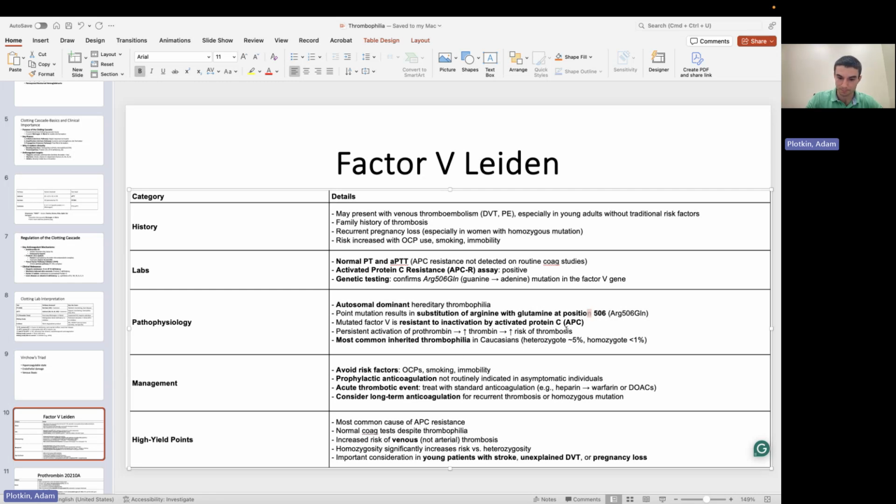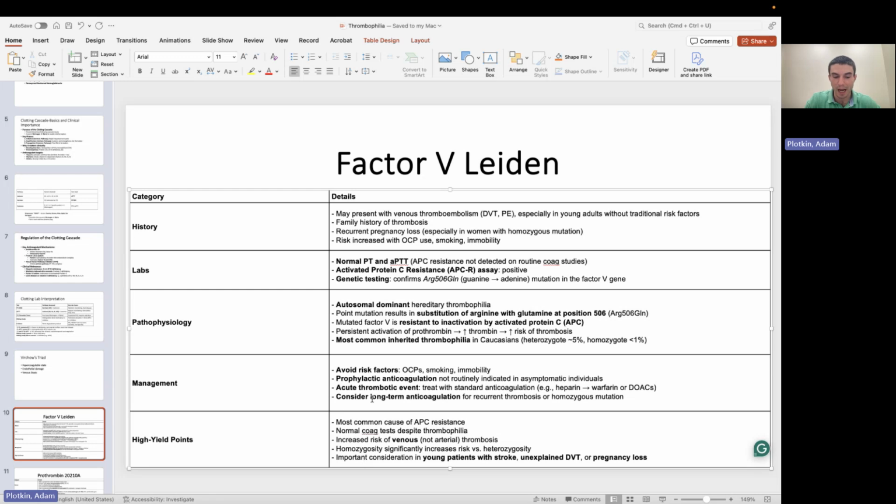All right. So again, this is the most common inherited thrombophilia. Management: we're going to avoid risk factors. We can put them on prophylactic anticoagulation. If it's an acute thrombotic event, right, we just treat them like we would standard, heparin. We can bridge that over to warfarin or DOAC. We can consider long-term anticoagulation.